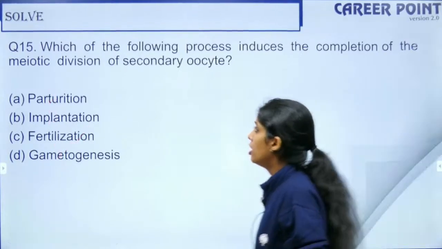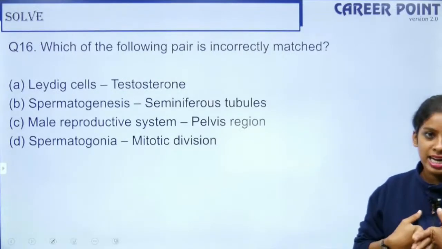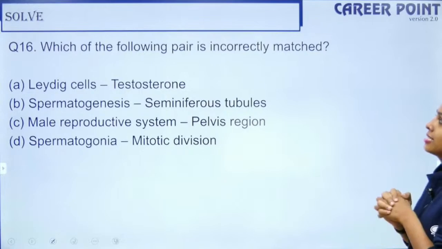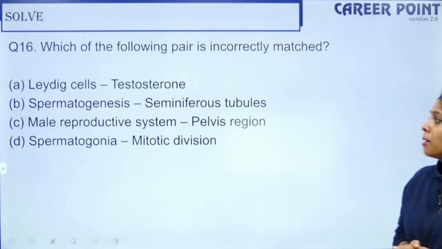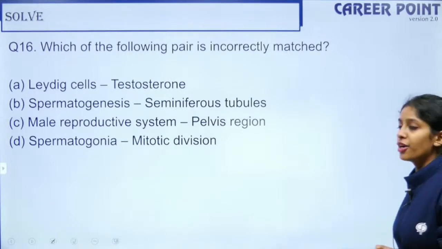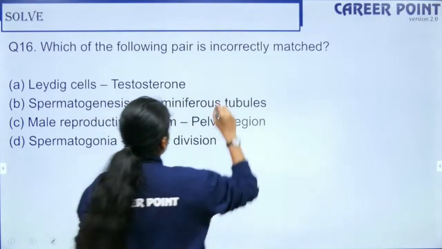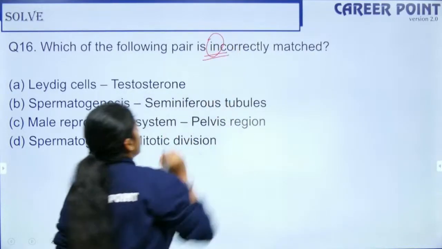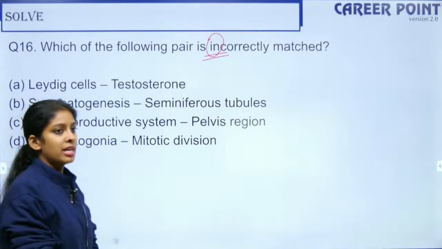Okay, Naveen? Yes. So question 16, which of the following pairs is incorrectly matched? Leydig cells, testosterone; spermatogenesis, seminiferous tubule; male reproductive system, pelvic region; spermatogonia undergoes meiotic division. So which of the following is incorrectly matched? Yes, which of the following here is incorrectly matched? Any idea?